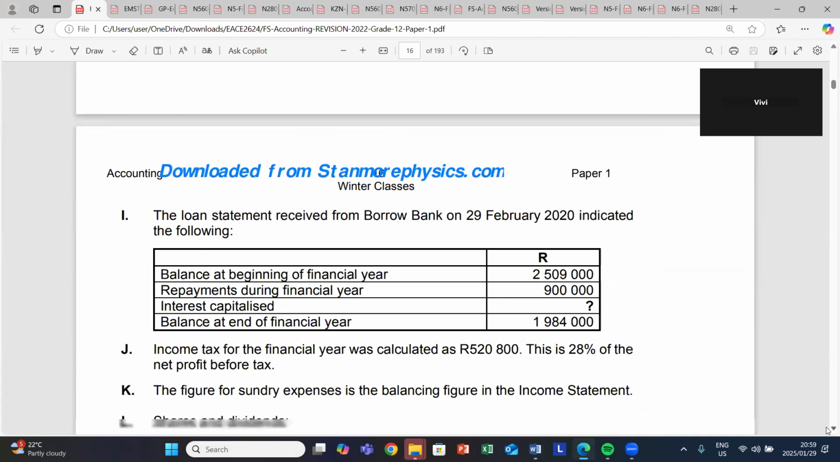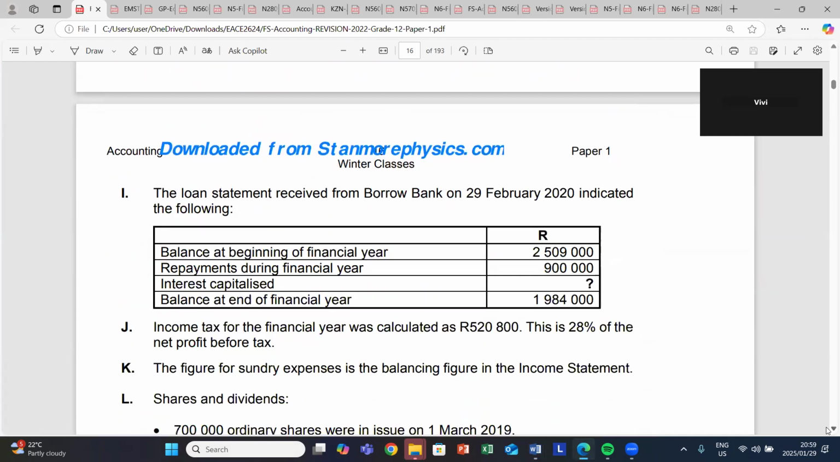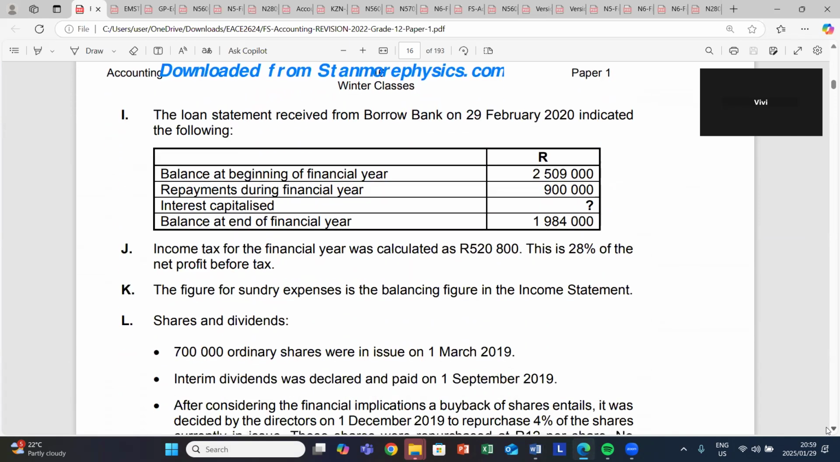and move from it. This one, we have to calculate our interest expense. Remember that when we calculate our loan at the end of the year, we say that the loan statement received from BB on the 29th of February 2020 indicated the following. They provided you with balance at the beginning, the repayments, and also interest capitalized, and also balance at the end. How do you get the balance at the end for loan?